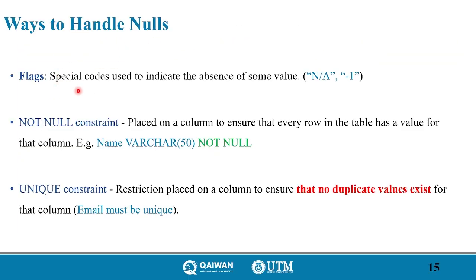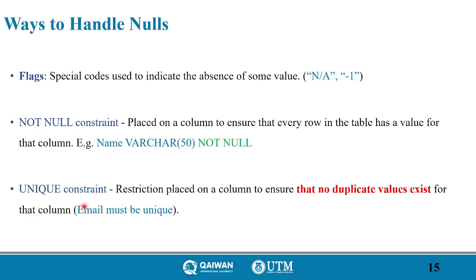Ways to handle nulls. We can first flag it. What do we mean by flag? If it was null, just don't leave it as it is. You can put NA or -1 for the integers. Or make sure that in the first place you will not have null, by putting the not null constraint: name varchar 15 not null. This not null will tell the name column that you are not allowed to have null values.